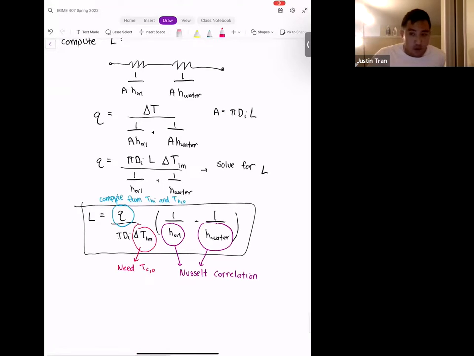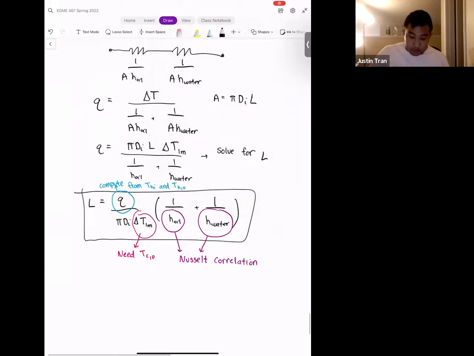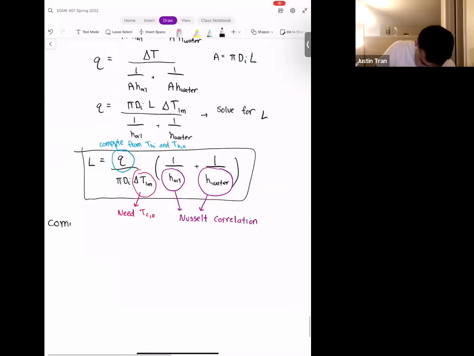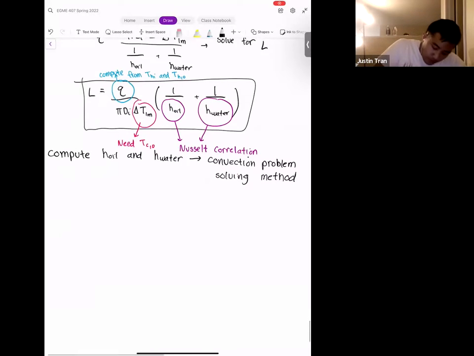All right, so let's go ahead and start solving these one by one. So let's start with the convection coefficients because I think that's the most familiar thing that we have. Okay. And just like we have been doing for the last few weeks, we're going to compute this using our convection problem solving methodology. All right. So let's do step one. Okay. Step one is always going to be identify the situation.